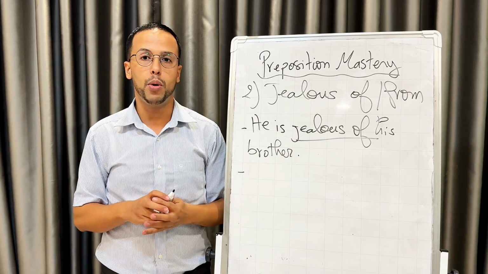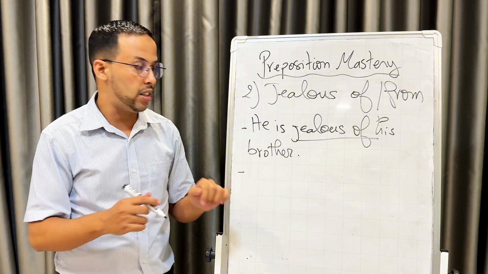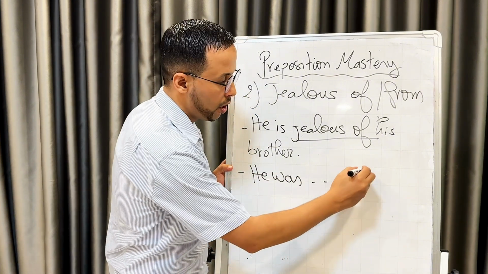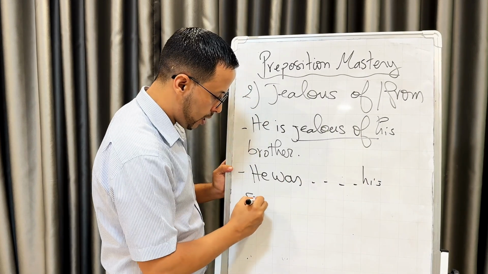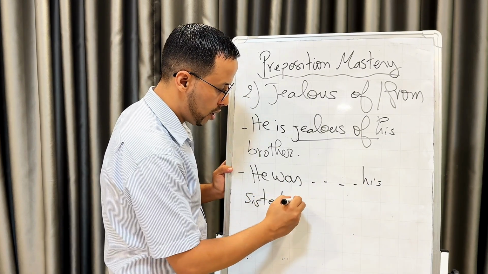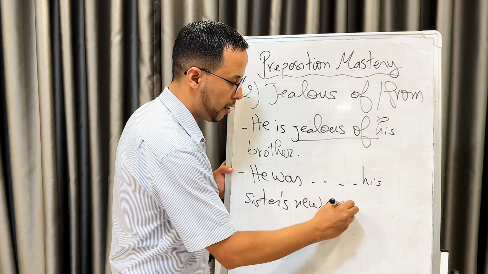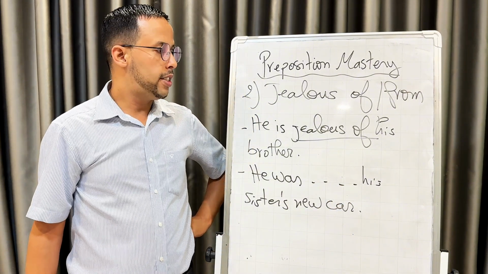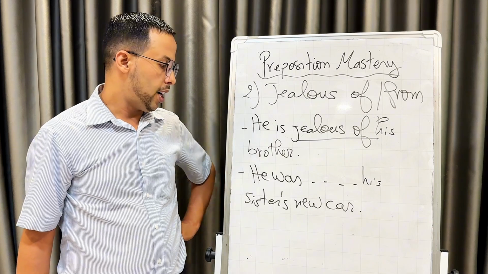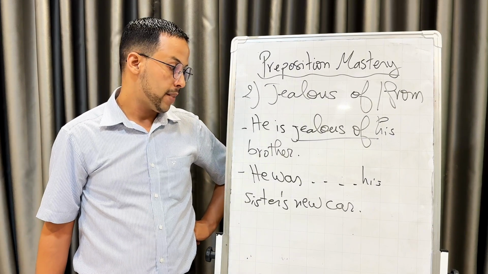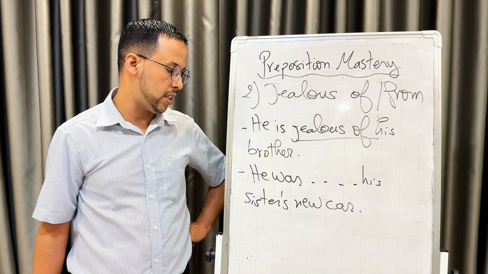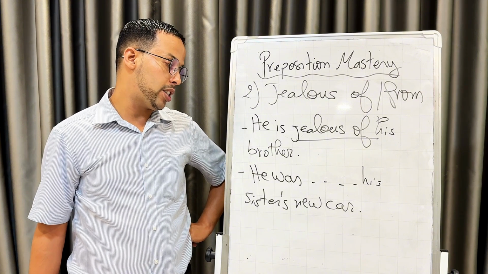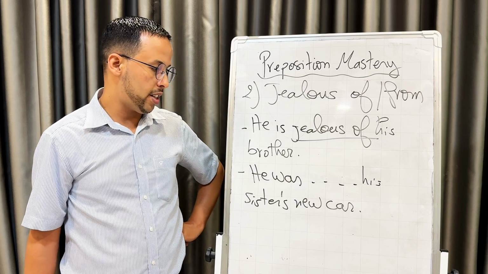Let me give you an example. He was his sister's new car. All right. Which one are you going to use? Jealous of or jealous from? He was jealous of his sister's new car, or he was jealous from his sister's new car.